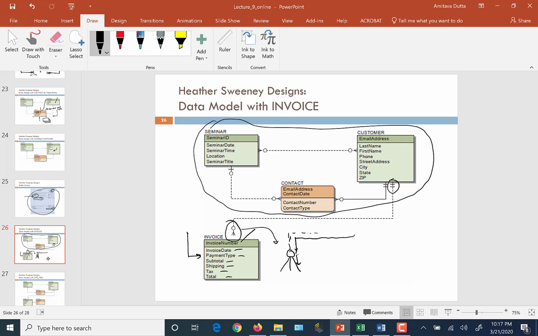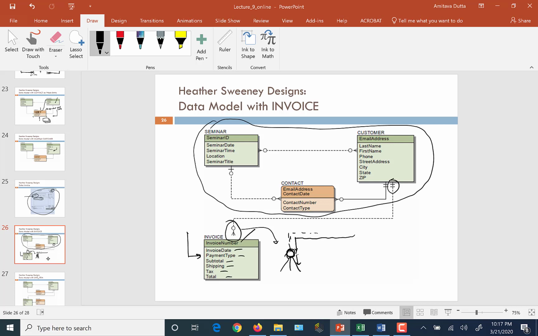And that makes sense because you could have a customer who has not bought anything yet. So a customer may be associated with 0 invoices. That's the 0 in the minimum cardinality. And the customer could have bought lots of things from Heather Sweeney. So the customer may have received many invoices.